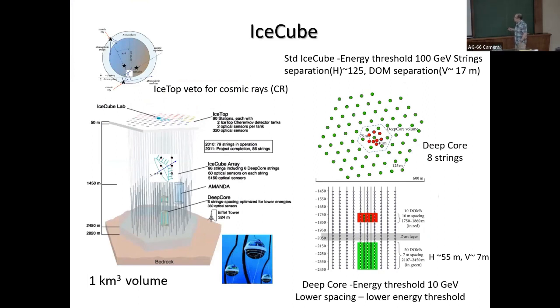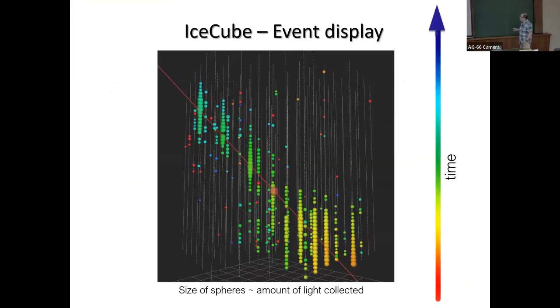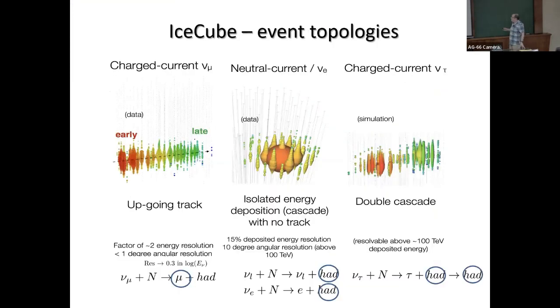You have these lines which contain all the strings, which contain all the PMTs. And this is a type of event in IceCube. Here, the size of the field reflects the light collected, because it's Cherenkov light. This is the time, and this is how the event looks. The big problem with IceCube is that it is very difficult to distinguish neutral current from electron neutrino. And here is a muon track. And this is a tau neutrino, where you have a double cascade.